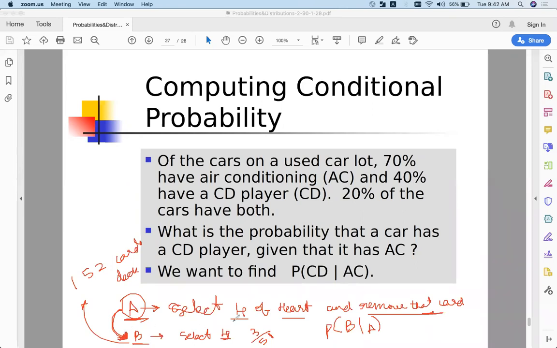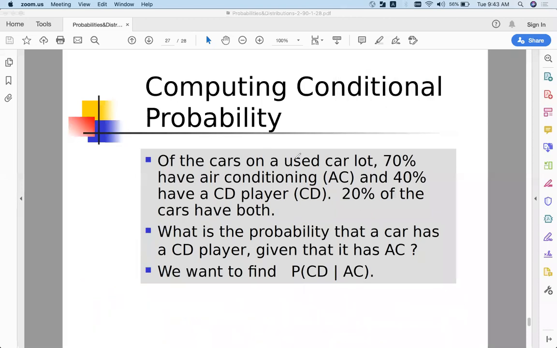Is this example clear? Because of this A event, the B doesn't have 52 cards anymore. B has only 51 cards, right? And one 4 is already gone, so there are only 3 remaining. So that is the effect, or the conditional probability, that I'm trying to explain. One event has an effect on the other event in that manner. So we'll take one more example, and you guys will understand.